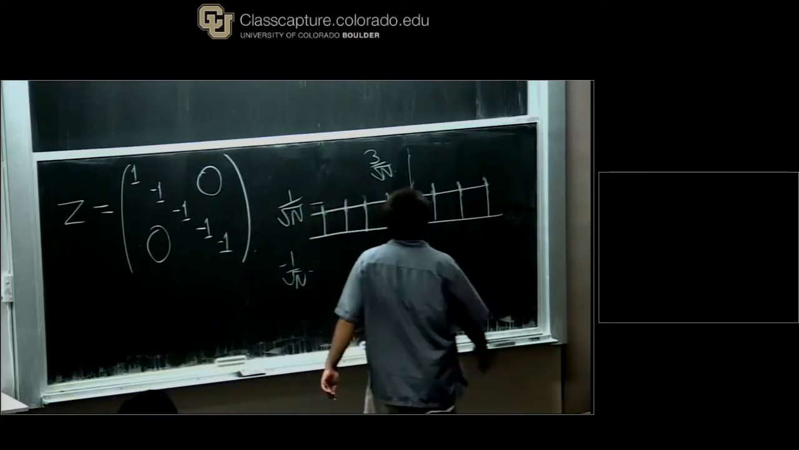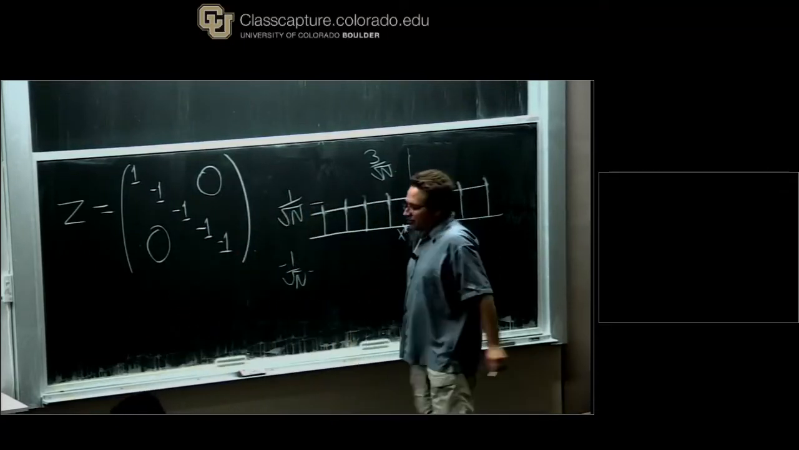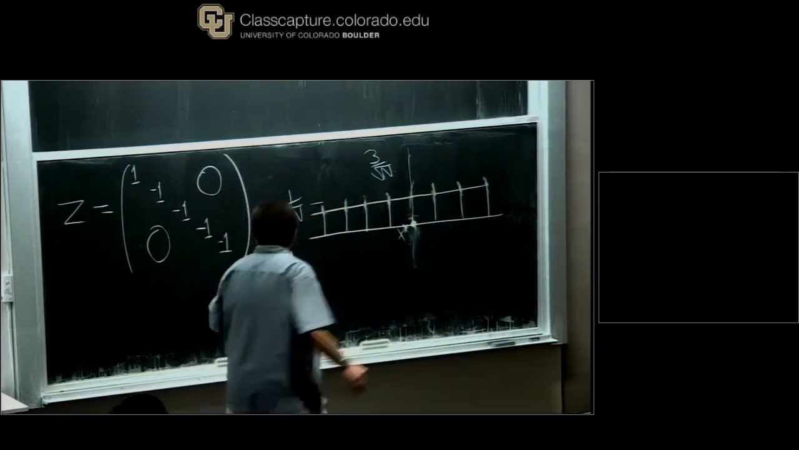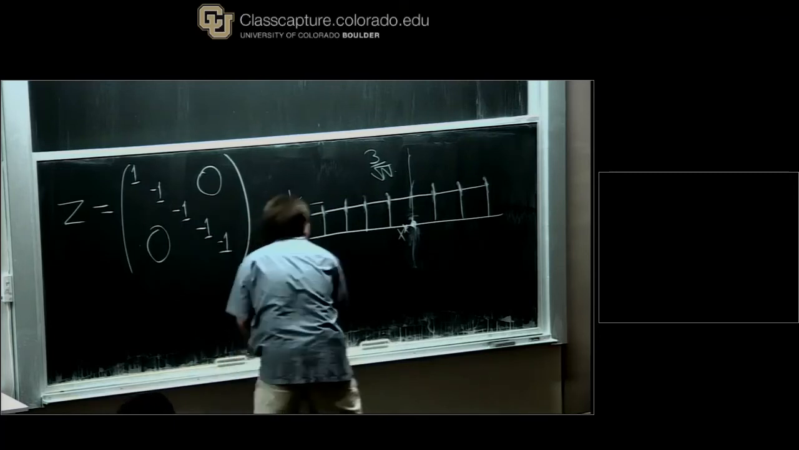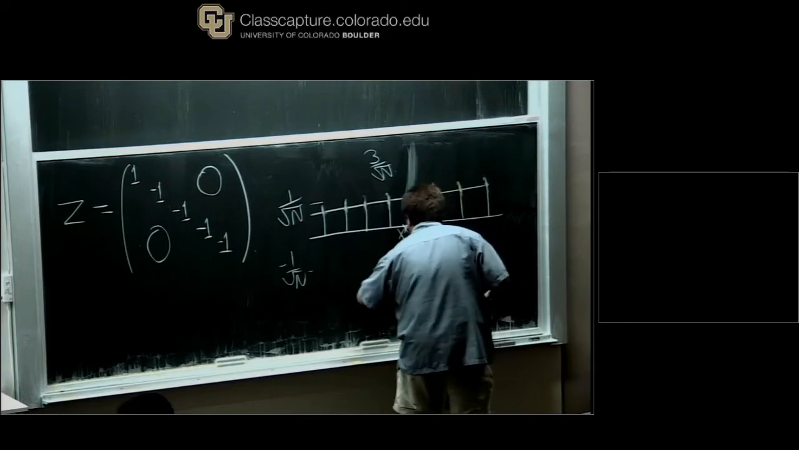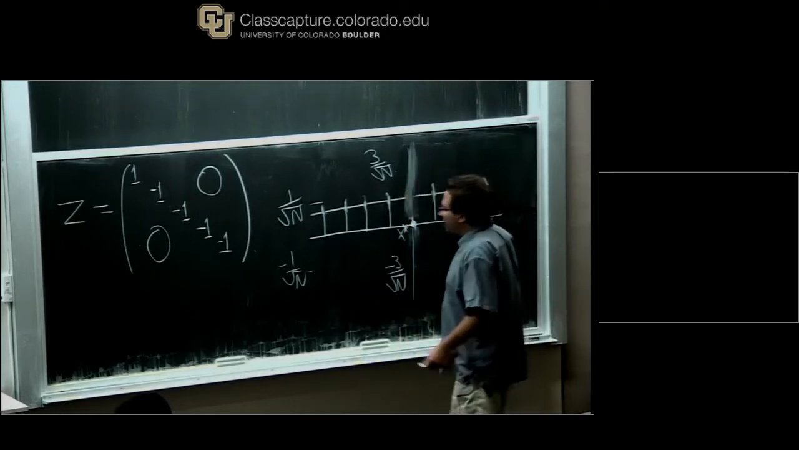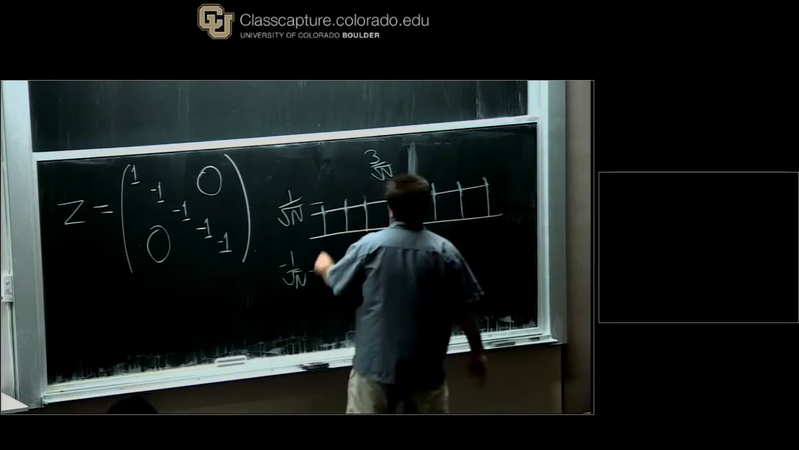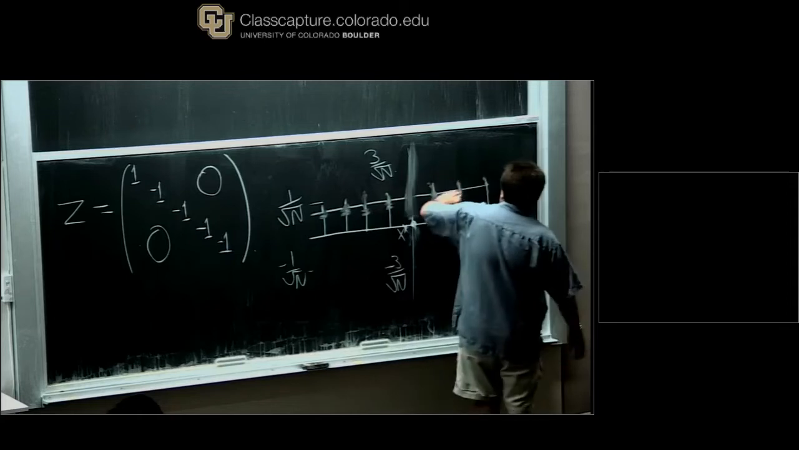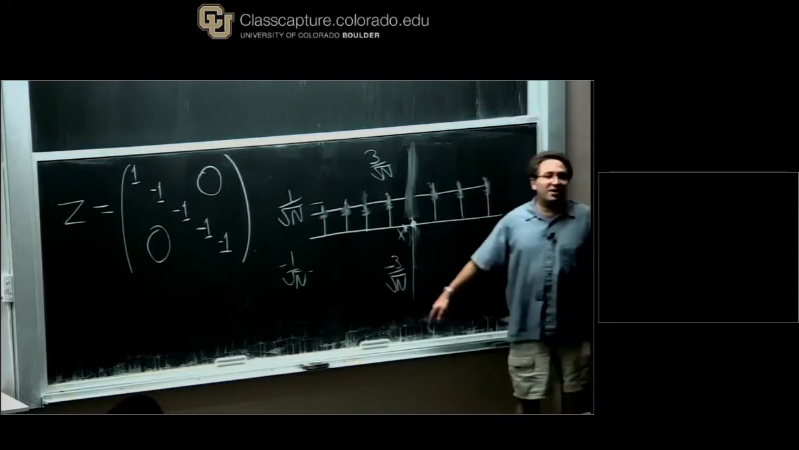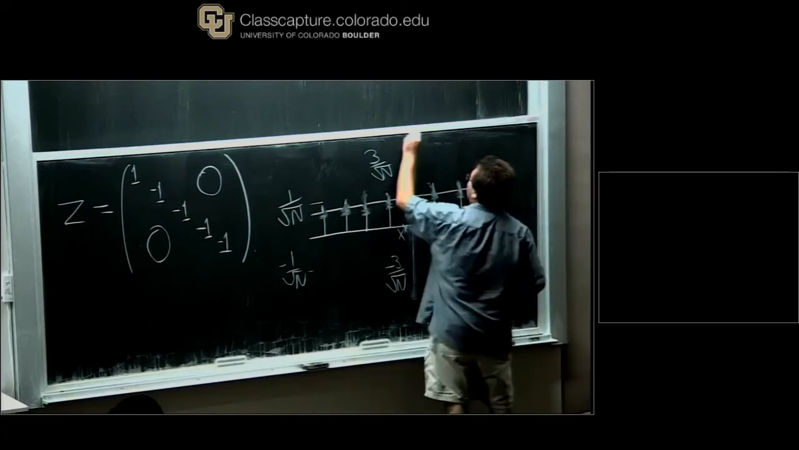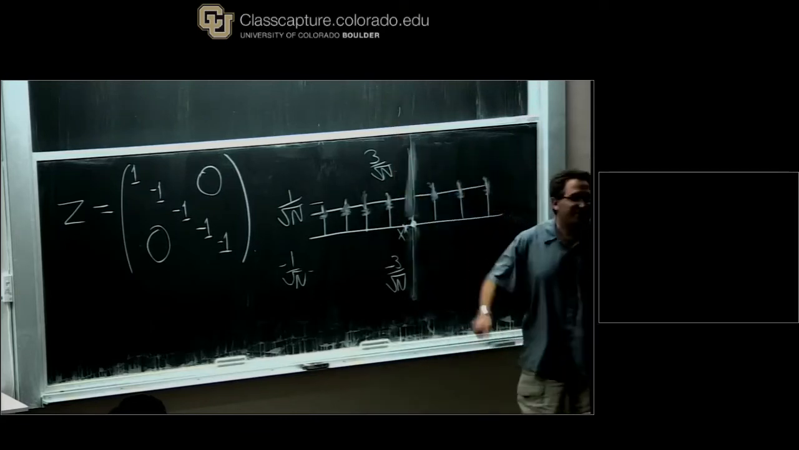So now we do another query. What does the query do? It just flips this guy again, makes this minus 3 over square root of n. And then we again invert about the average. Once again, each of these guys gets a little bit smaller, and meanwhile this one becomes about 5 over square root of n. So wow, we're really cooking with gas here.